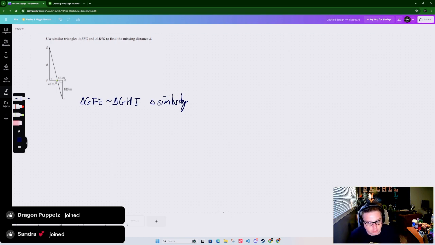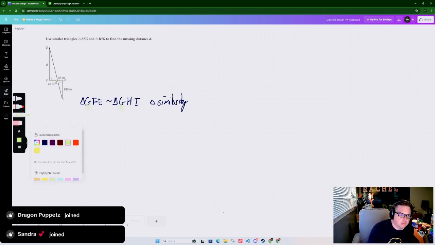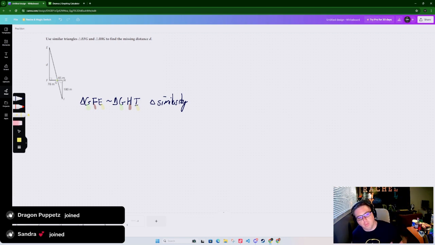And doing this, you can stay consistent with the letters. So if I use a G right here, I have to use a G here. If I use, let's call it an F, I need to use an H. And if I use, let's use yellow, if I use an E, I have to use an I. Knowing that you're consistent with your letters is why we write the triangle similarity statement.